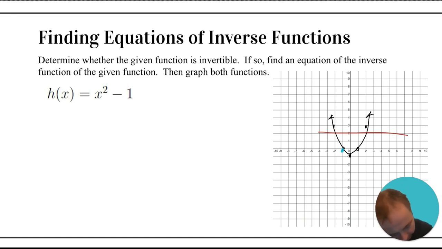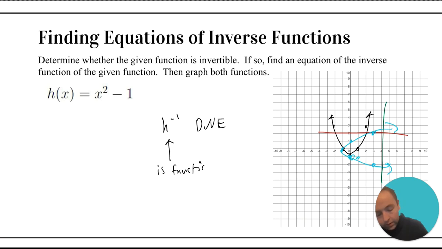When you graph the inverse, it's going to end up looking something like this. But then that blue graph fails the vertical line test, so the blue graph can't be a function, right? So therefore, we can't actually find an inverse that is also a function, right? So because h is not invertible, h inverse doesn't exist if we're assuming that h inverse is going to be a function. Okay, you can still find an equation for h inverse, but then it's not going to result in actual functions.